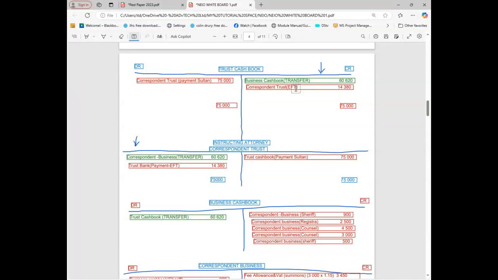Can you see now? So now when we check here, we took what we are entitled to, which is 620, and we accounted to the correspondent 14,380.